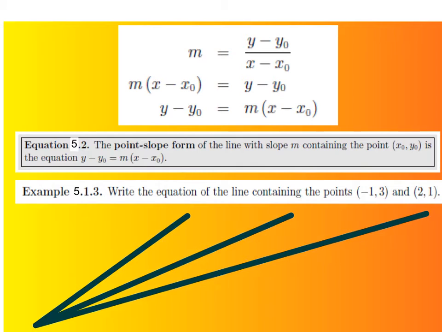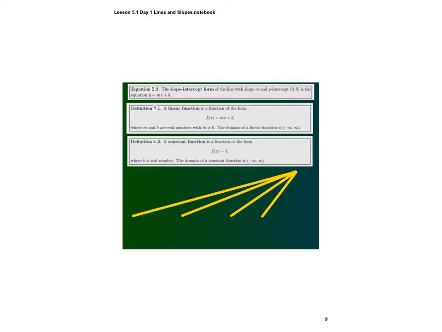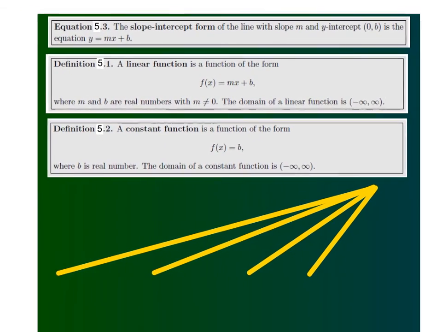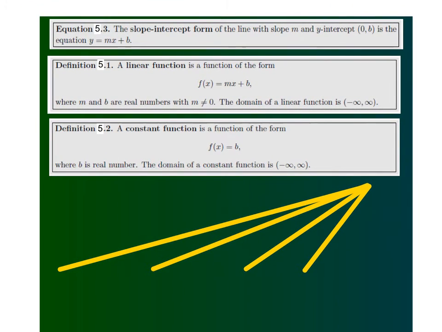This is the same stuff we talked about before, the same exact equations. So I'm going to move on to the next one. How is this any different? They just call it a constant function.